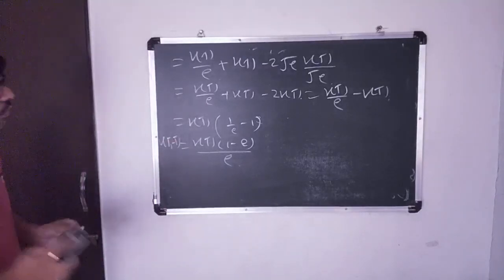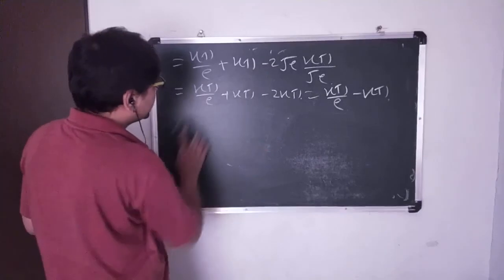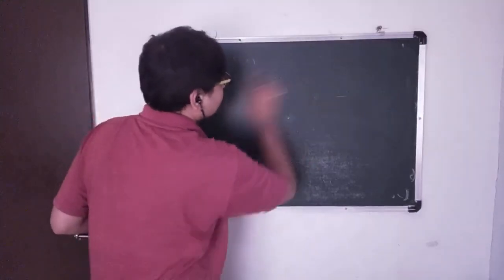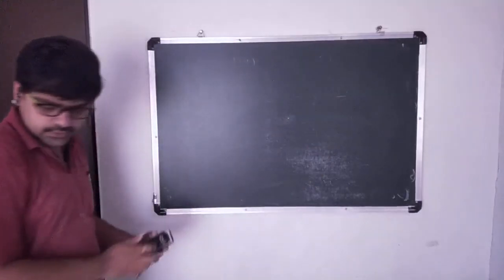So thank you. Now we will see another example for UMVUE. Our next example is, we will stop here.